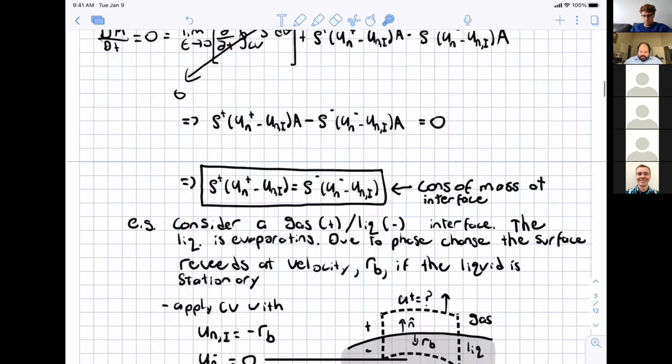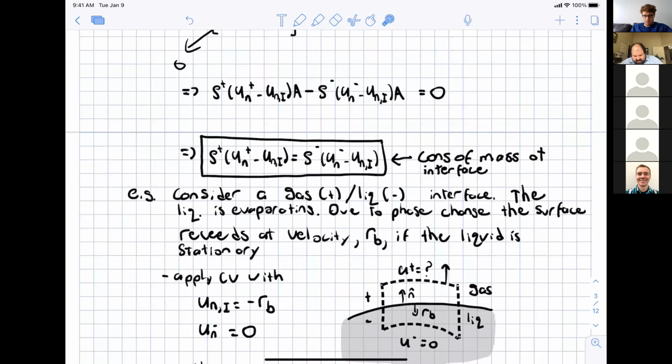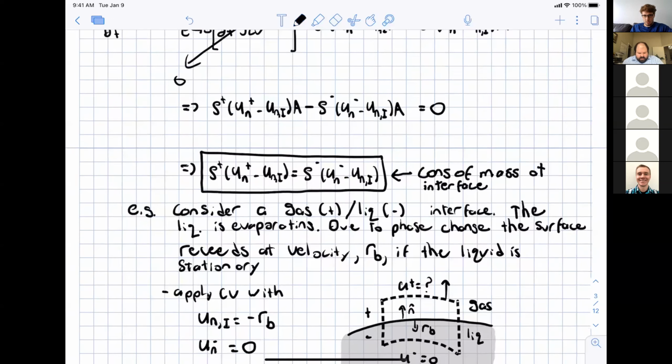And so what this says is, I'll draw the control volume. If we have our surface here and we have our control volume, because it's so thin, all of the unsteady effects inside the control volume are negligible. It's basically saying that the net flux in through the bottom has to equal the net flux out through the top for conservation of mass to be satisfied. Okay, and that's basically what this is saying here.